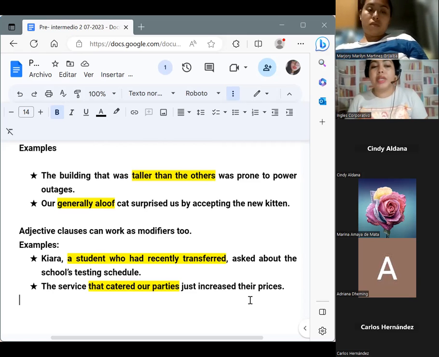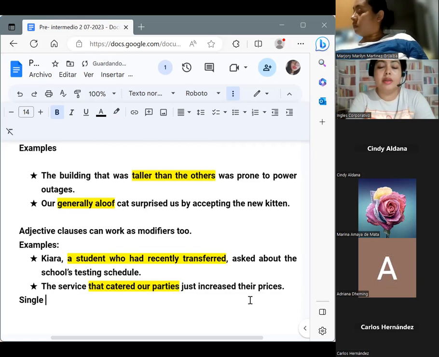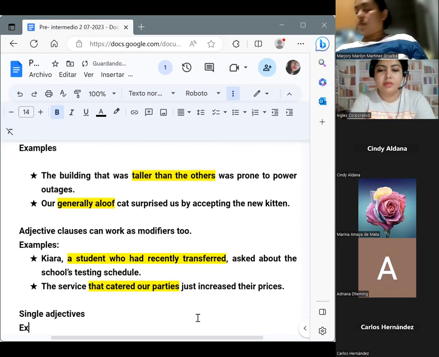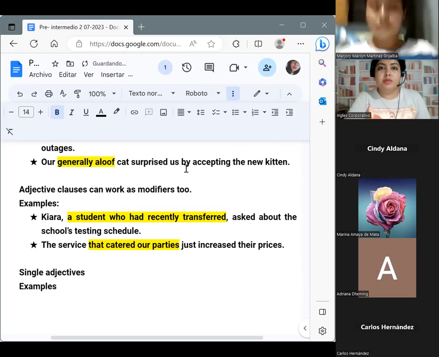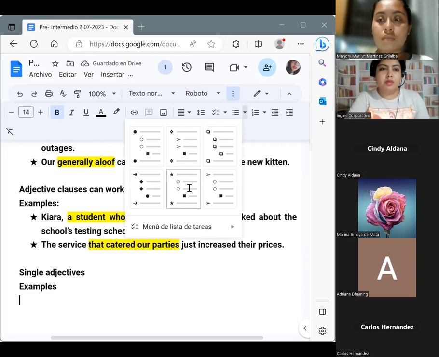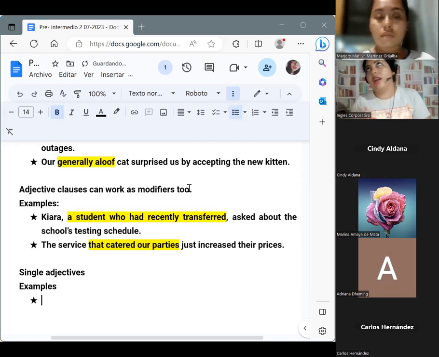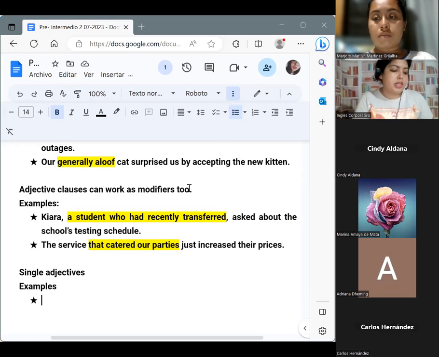And of course, we can use single adjectives as modifiers, also the single adjectives. And we already know that there are a lot of words that can function as adjectives. So in this case, we have the last two examples.